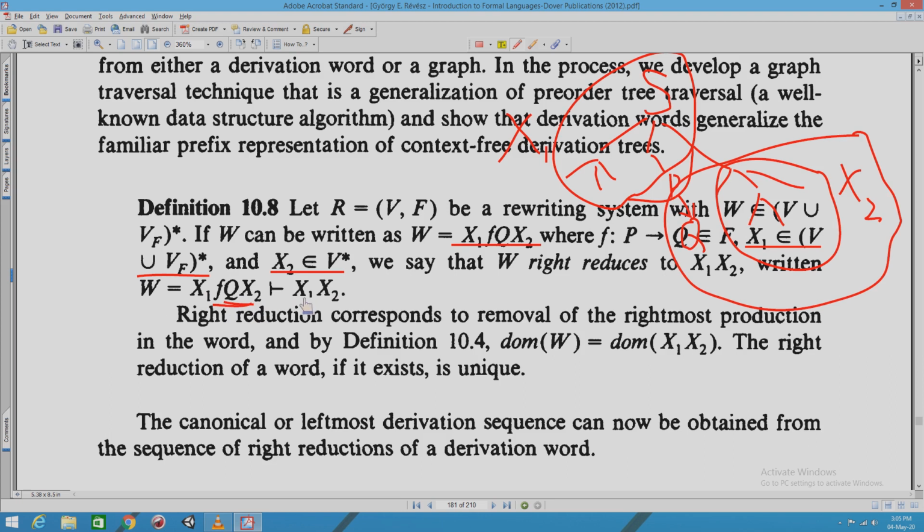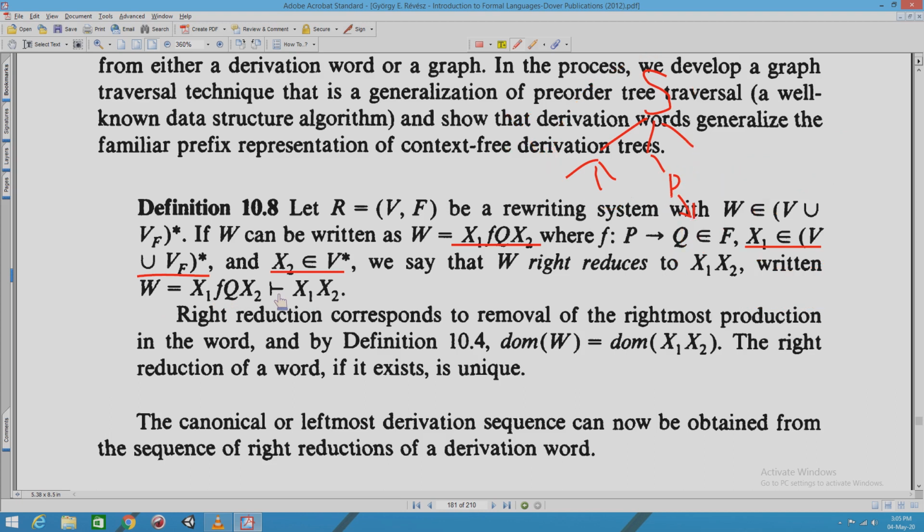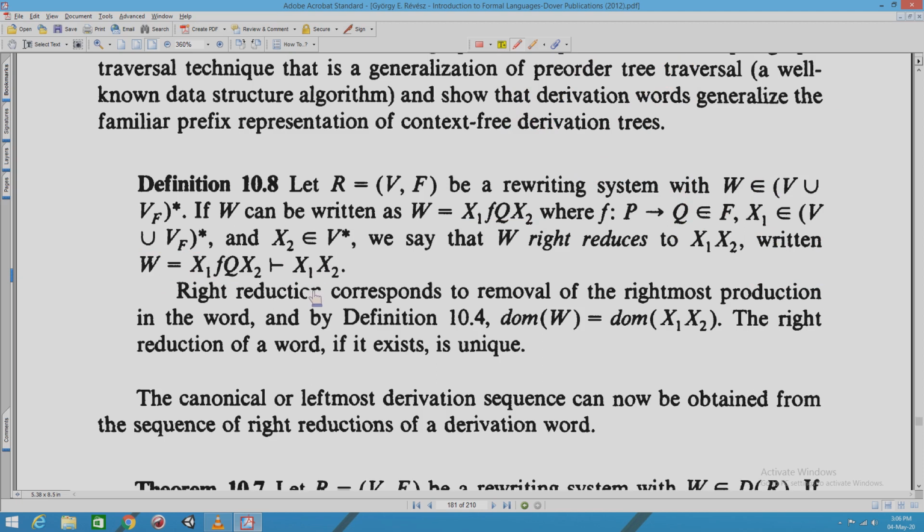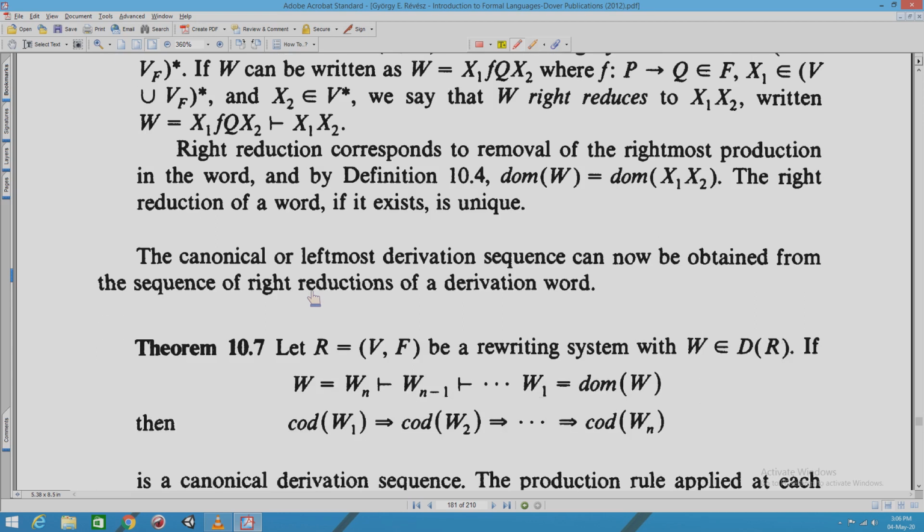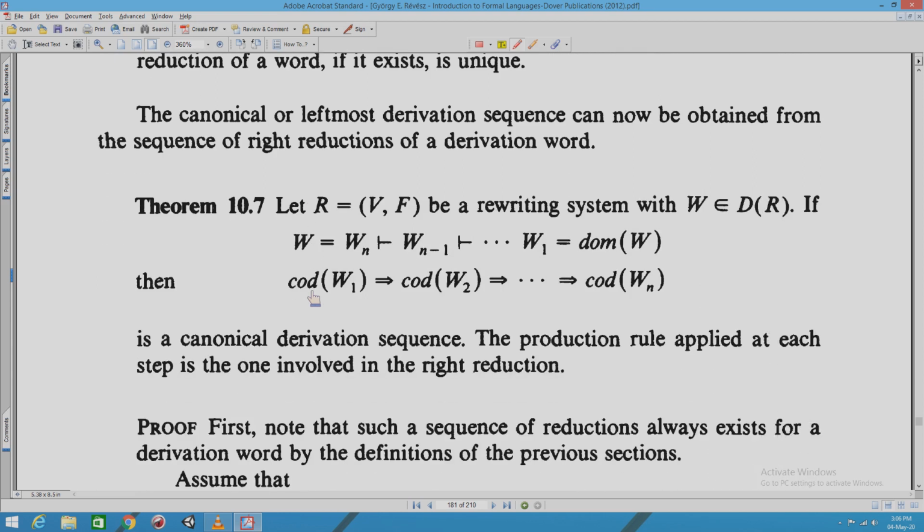So the word w can be written in the form of x1 x2, where x1 can contain production rules, but x2 cannot contain the production rules. So let's remove the junk I have littered here. So this is the right reduction of this expression. So w, this string, right reduces to this form x1 x2. So this procedure will be used further to simplify.